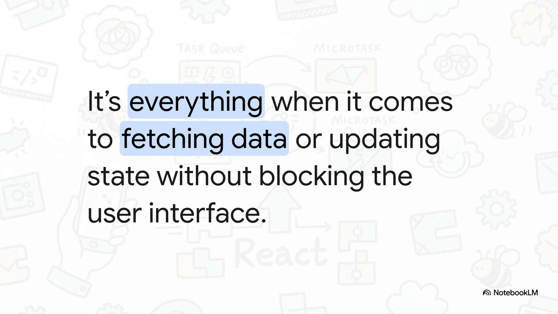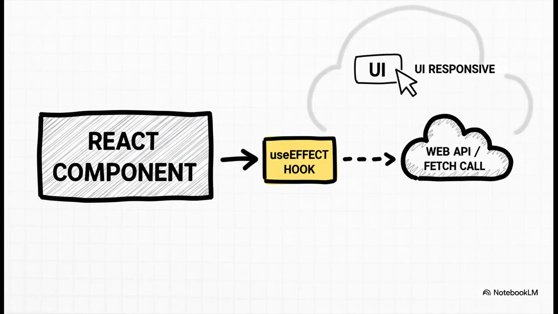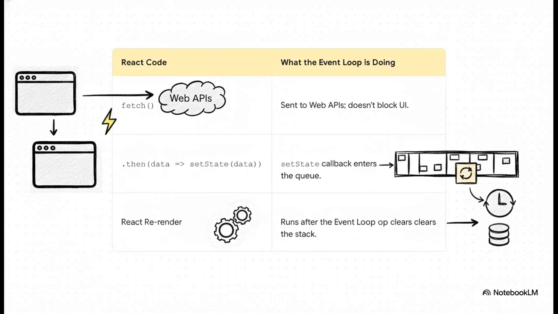Okay, so how does this actually help us in React? Well, it's everything for a responsive UI. Take this useEffect hook. That fetch call is a classic async web API task, so it won't block things. The request happens in the background, so your app stays smooth. The UI update just waits its turn.